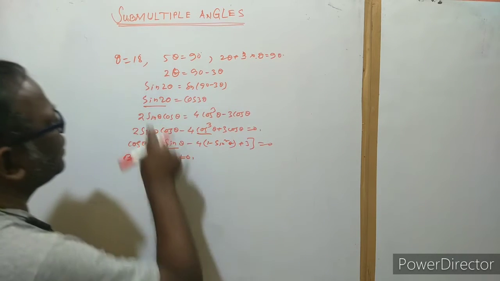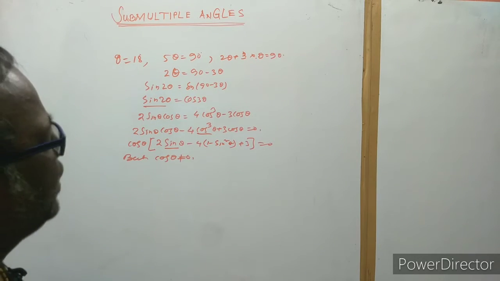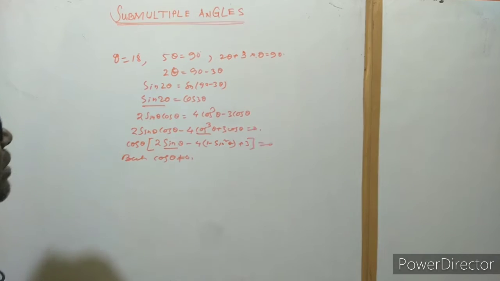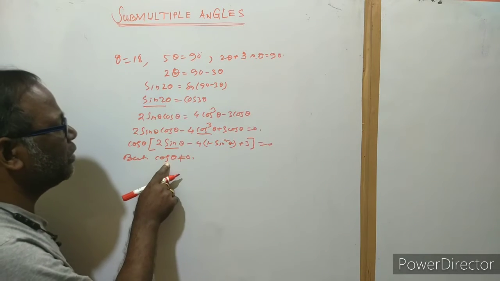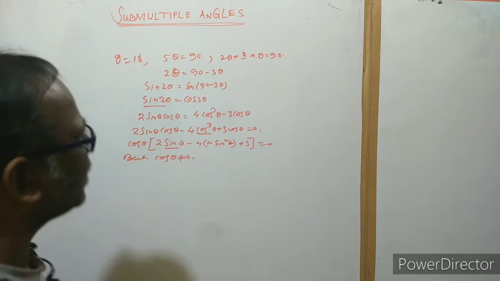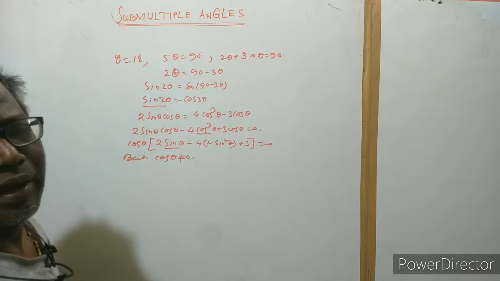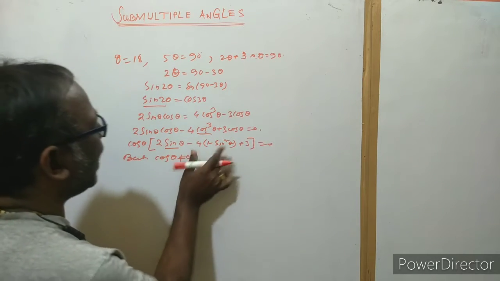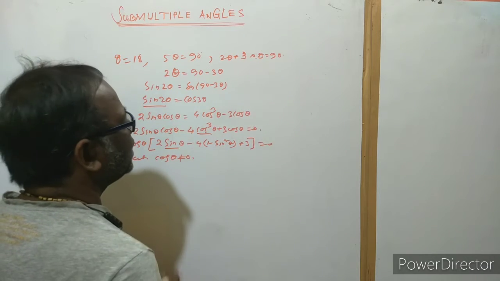Why? As we see, theta is 18 degrees here. Cos theta would be 0 when theta is 90 degrees, but theta can never be 90 degrees, so it is 18 degrees. So cos theta is never 0, so the bracket must be 0. Then the condition is fulfilled here.